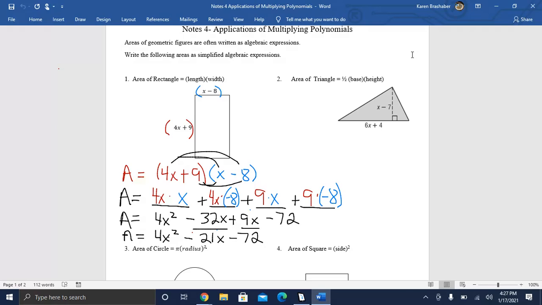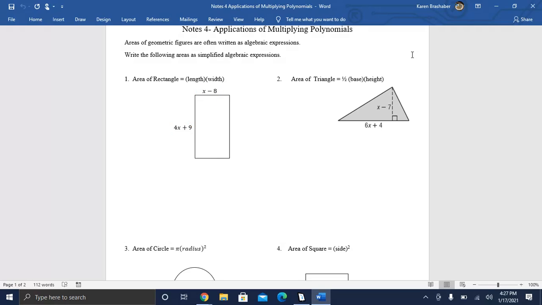that rectangle. Now I'm going to clear the screen so that I have plenty of space to work on the area of the triangle. So we'll clear this and we'll start over on area of a triangle. Now I've given you the formula for the area. It's 1/2 times the base times the height.